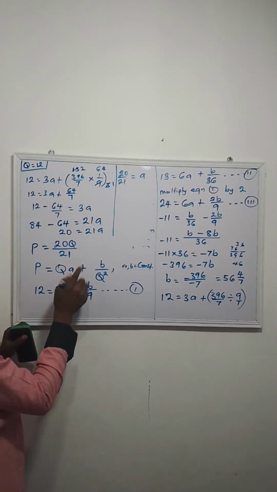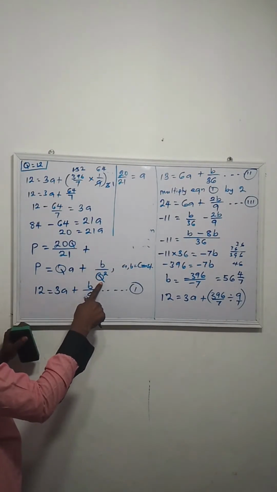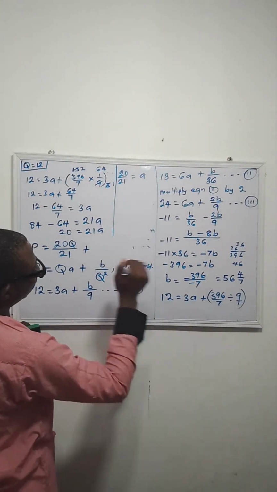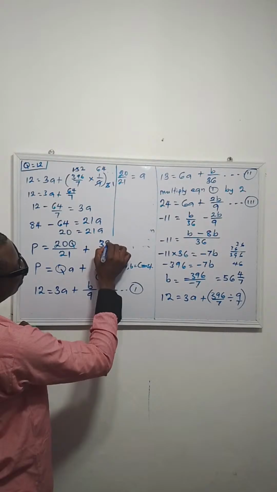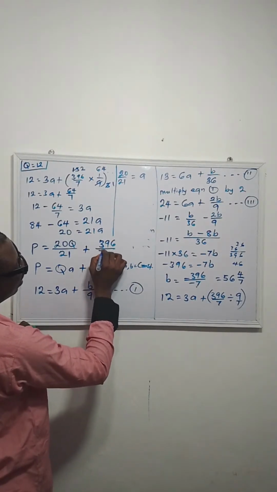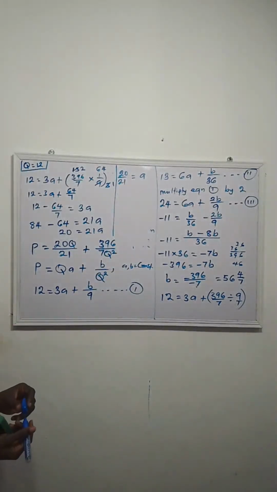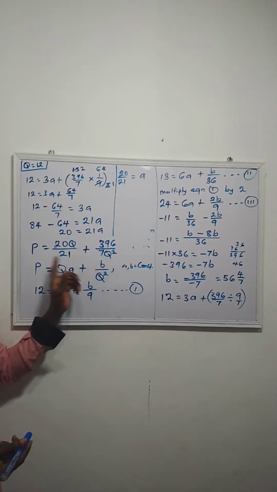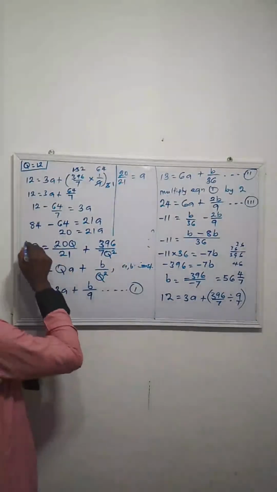Next one plus, now what do you have? B divided by Q squared. So look at it now. This is B. So that's going to be 396 divided by 7Q squared. So that's what you're going to have there. Since Q squared is at the denominator, so it comes down. All right, so this is the connecting formula. What we have here now is the connecting formula.